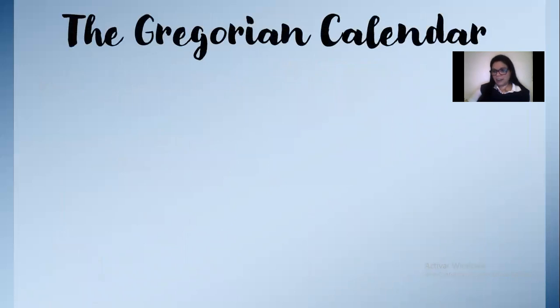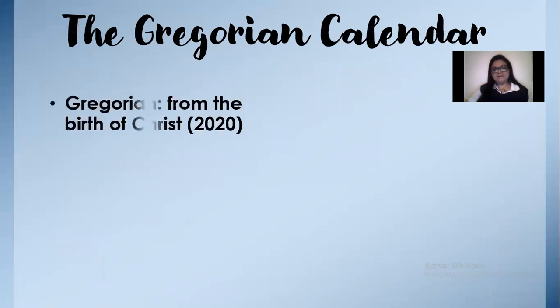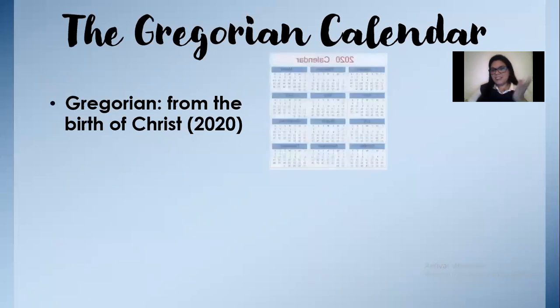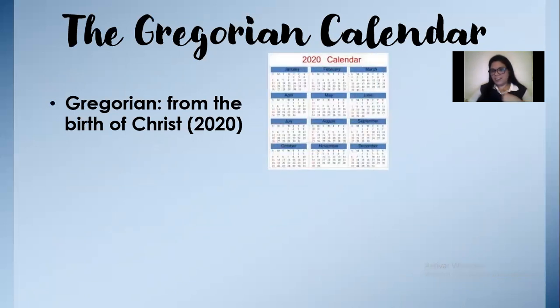Let's talk about the Gregorian calendar. The Gregorian calendar is the one that we use, okay? And the Gregorian calendar dates from the birth of Christ. That is why we are celebrating the year 2020. That means that on December 25th of year 1, Jesus Christ was born. And this is our current calendar, okay?